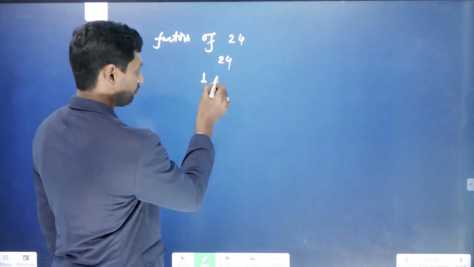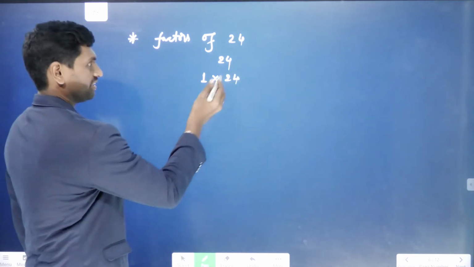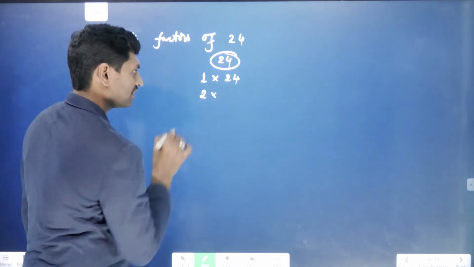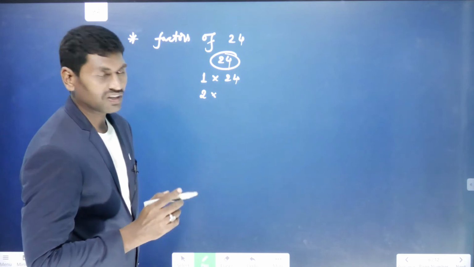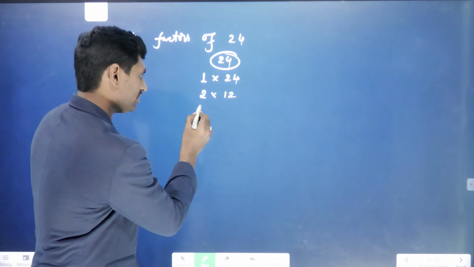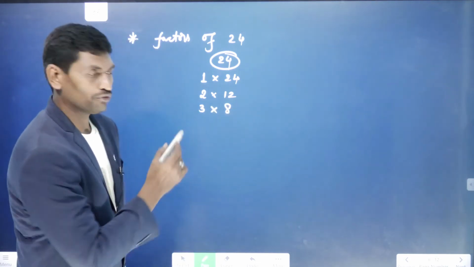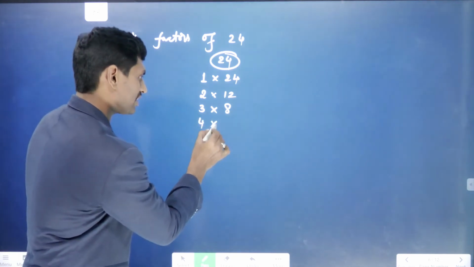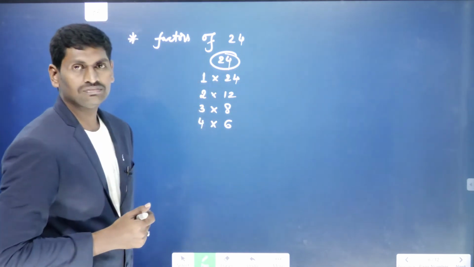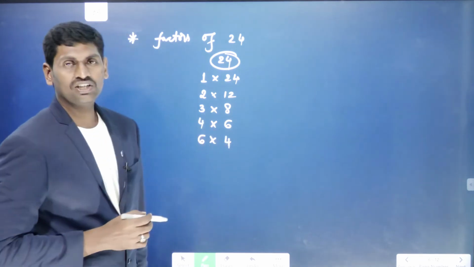Here I am taking from one table. 1 24 is 24. Am I right? I am finding the factors for 24. In the 2 table, 24 will come. How many times? Yes, 12 times. Very good. 2 12s are 24. 3 table: 3 8s are 24. 4 table, yeah, 4 table also will come. 4 6s are 24. 5 table, will 24 come? No. 6 table? Yes. 6 4s are 24.